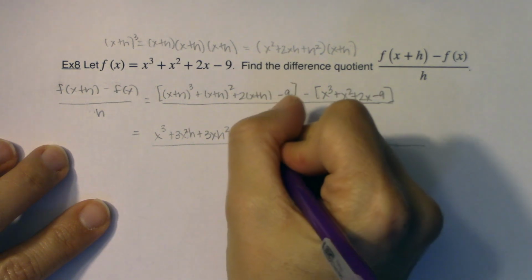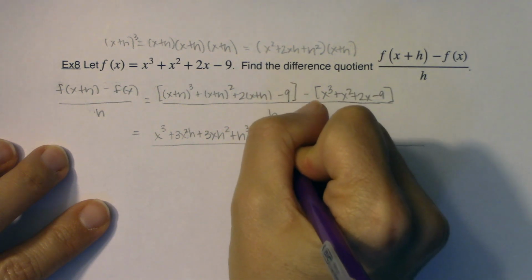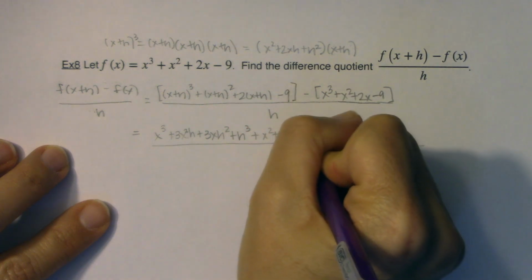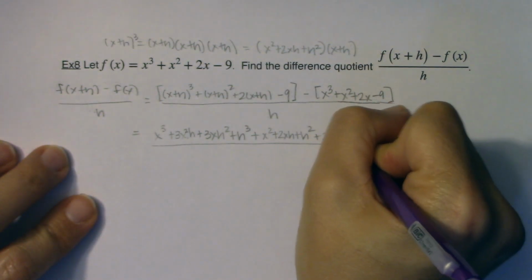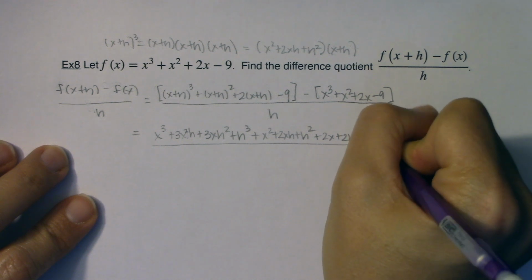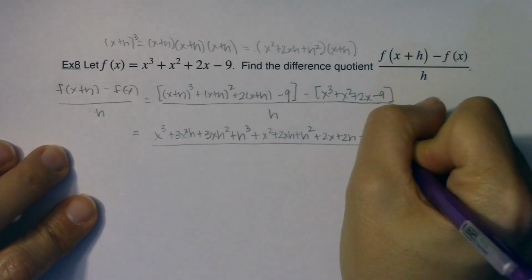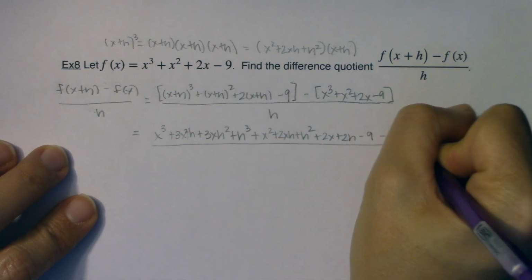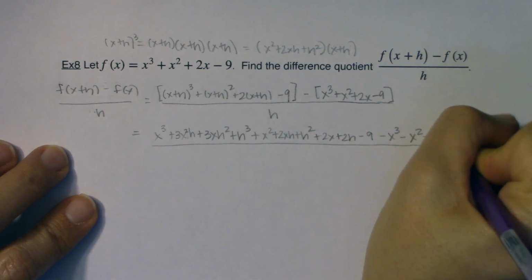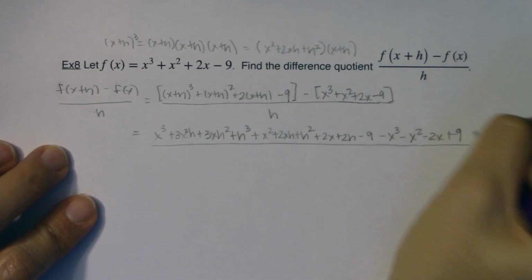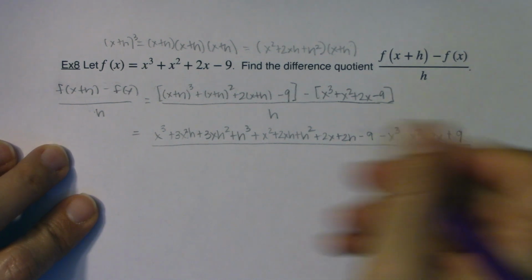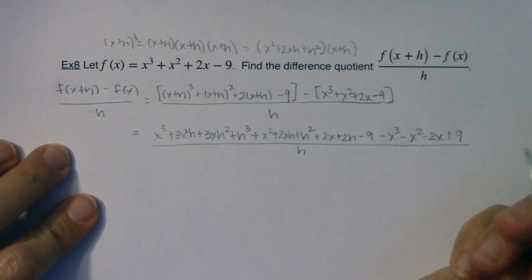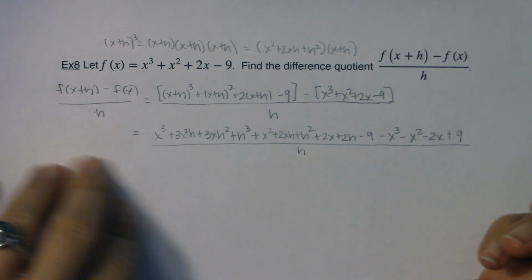And x plus h squared is x squared plus 2xh plus h squared. Then I distribute the 2 to the x plus h to get 2x plus 2h. I've got a minus 9. I'm going to distribute that negative to my entire original function. That is a weird looking 9, let me clean that up a little bit. And I have that all in ratio to h. So a lot of algebra.